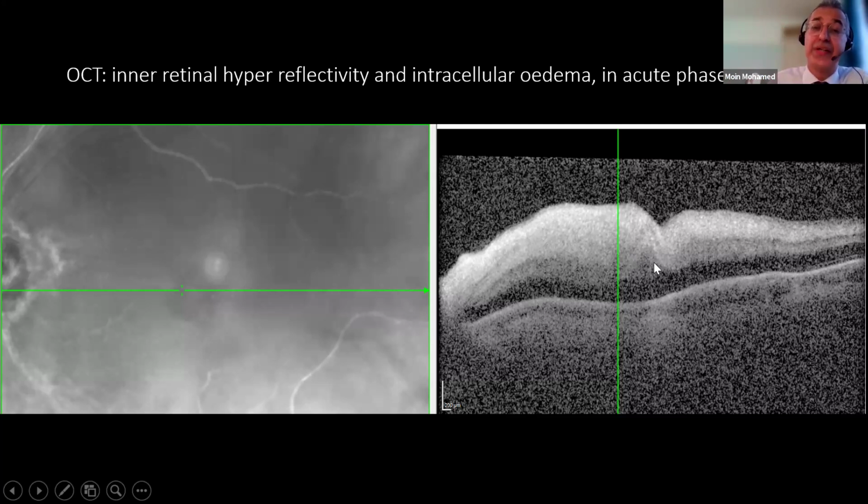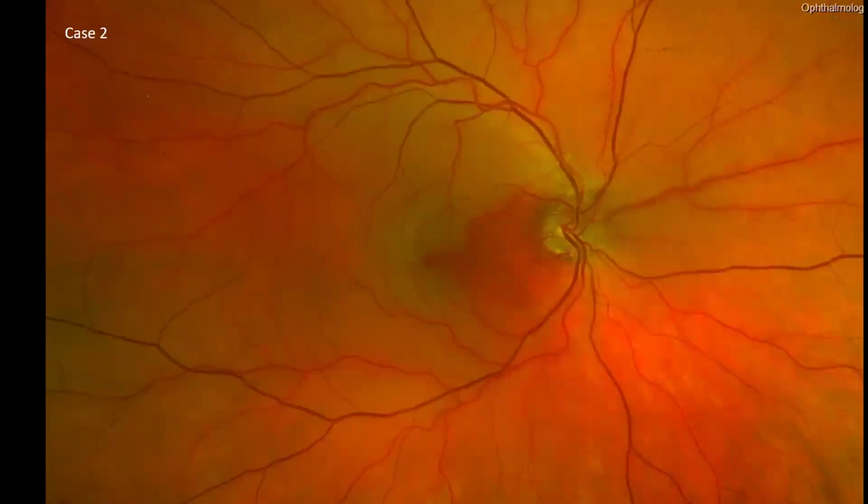That retina is very definitely swollen. There's a very hyper-reflective appearance from the inner retina and a loss of detail more posteriorly. Remember, the photoreceptors get their nutrition from the choroid, so they still stay alive. So this is another appearance. Does anyone want to comment what this looks like?